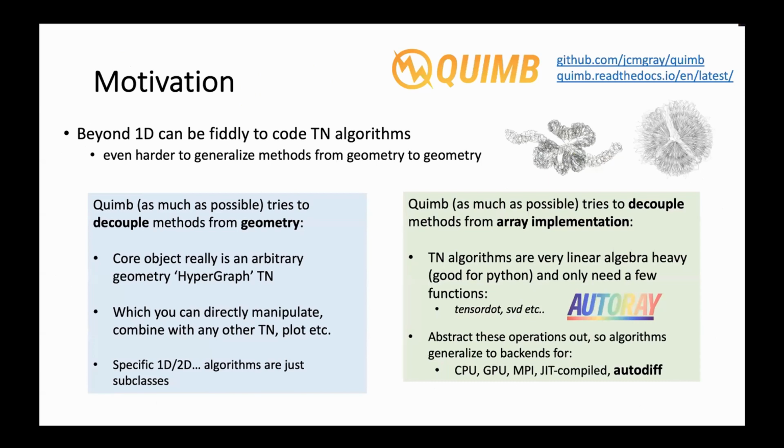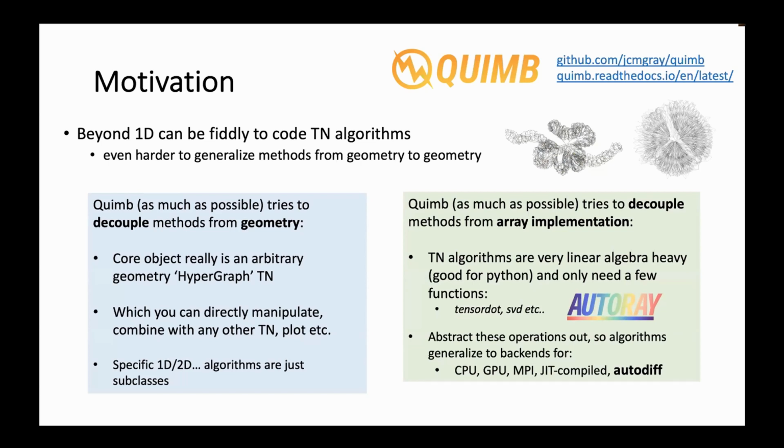So the motivation for doing that is that whilst you can write DMRG code fairly easily in 1D, although it's hard to make it fast, it can be quite fiddly to code up these tensor network algorithms in higher dimensions and very complex geometries. And particularly if you write some nice algorithm, it can be quite hard to transfer it from one geometry to another. So Quimb tries to do a couple of things to make it easier to do this kind of general tensor network algorithm development.